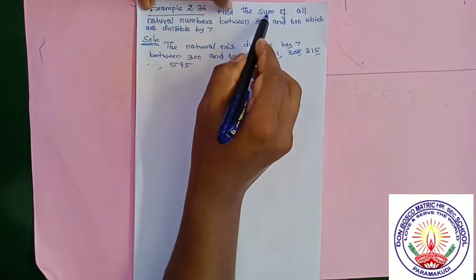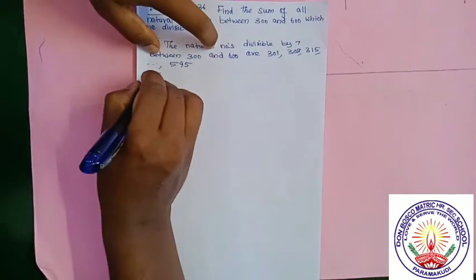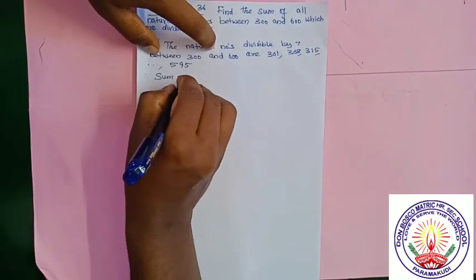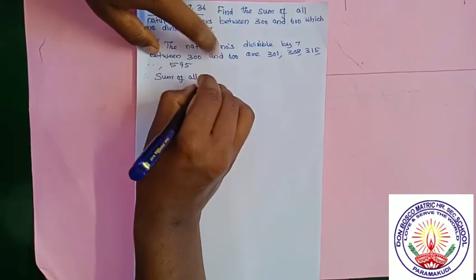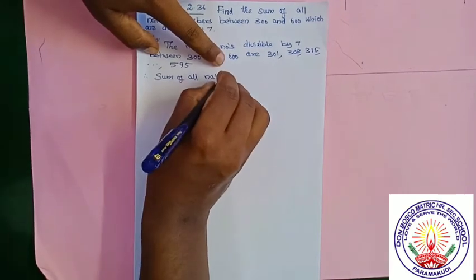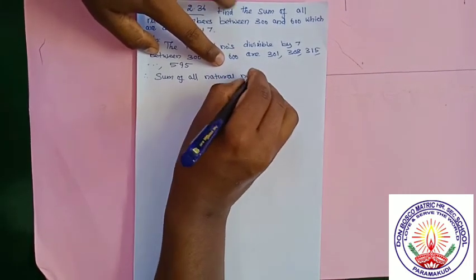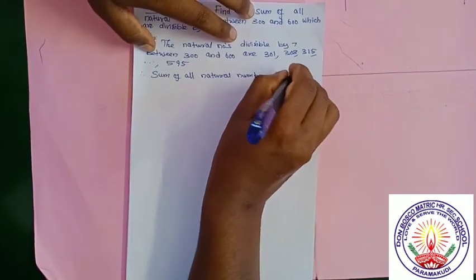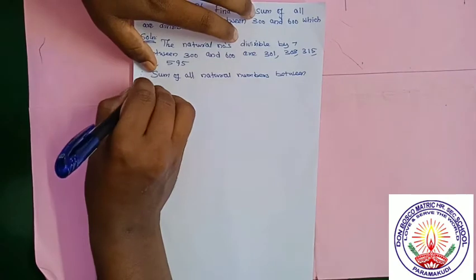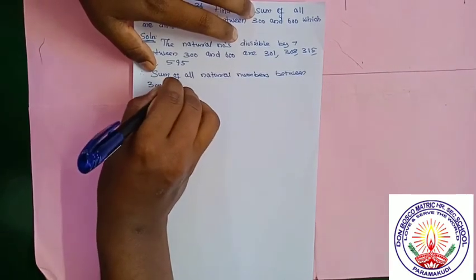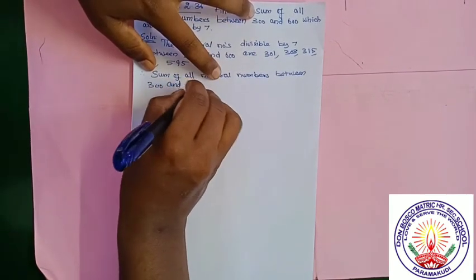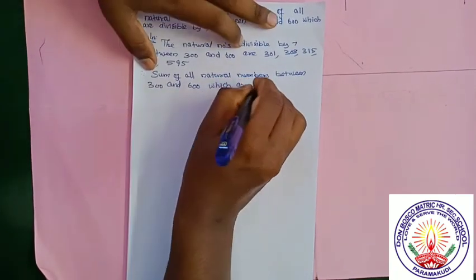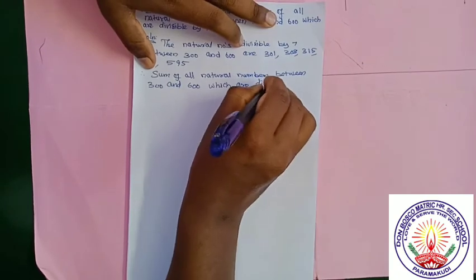Our question is to find the sum. Therefore, the sum of all natural numbers between 300 and 600 which are divisible by 7.